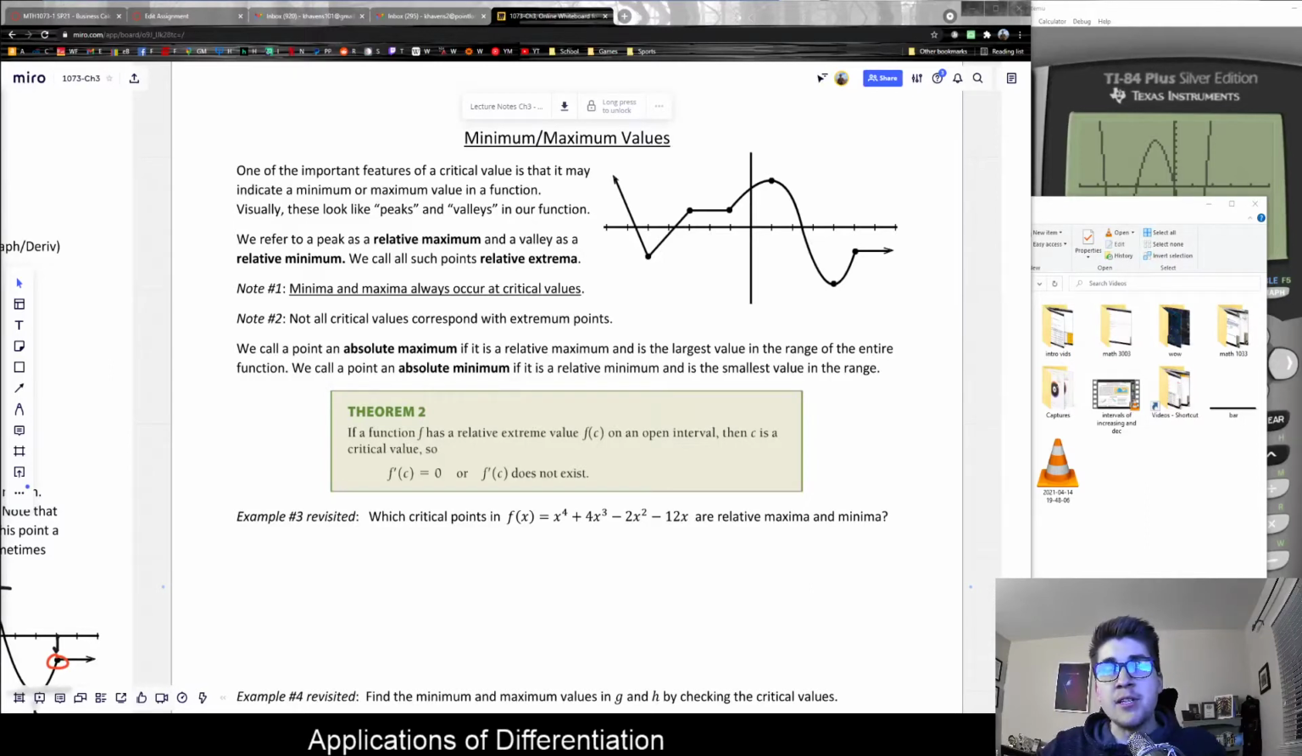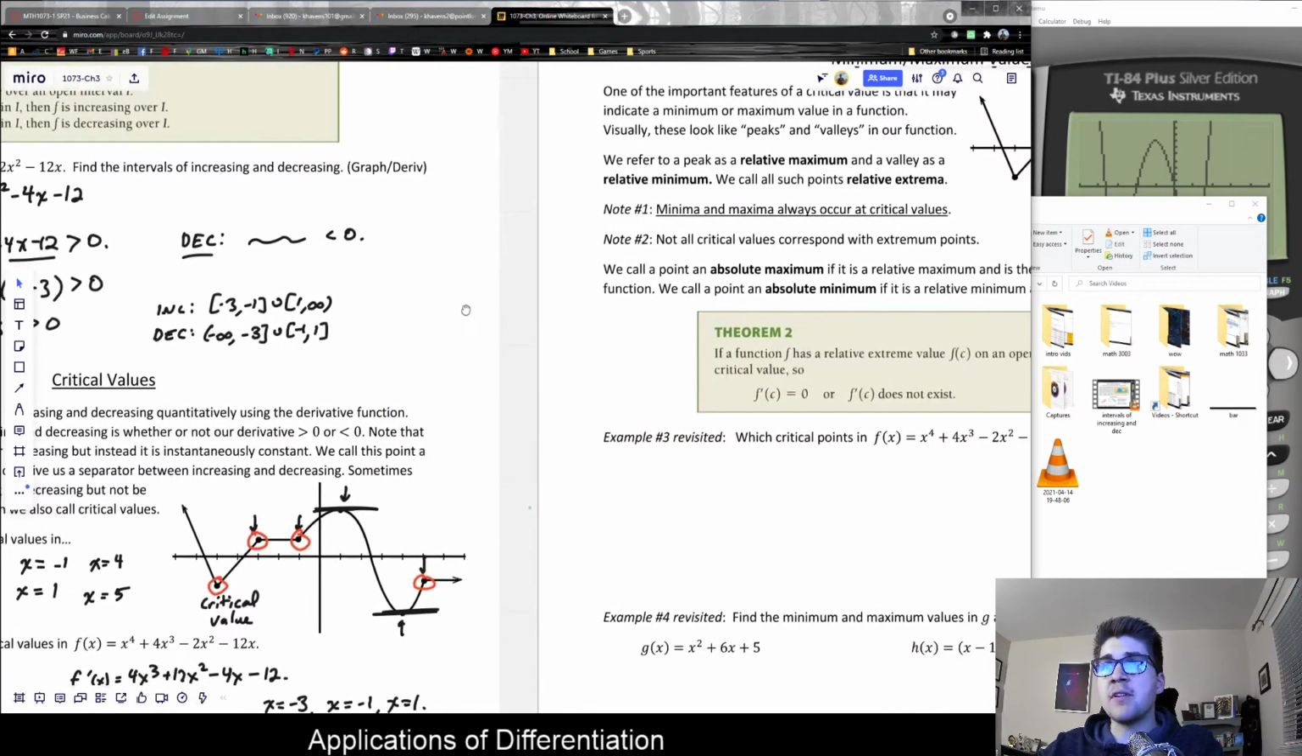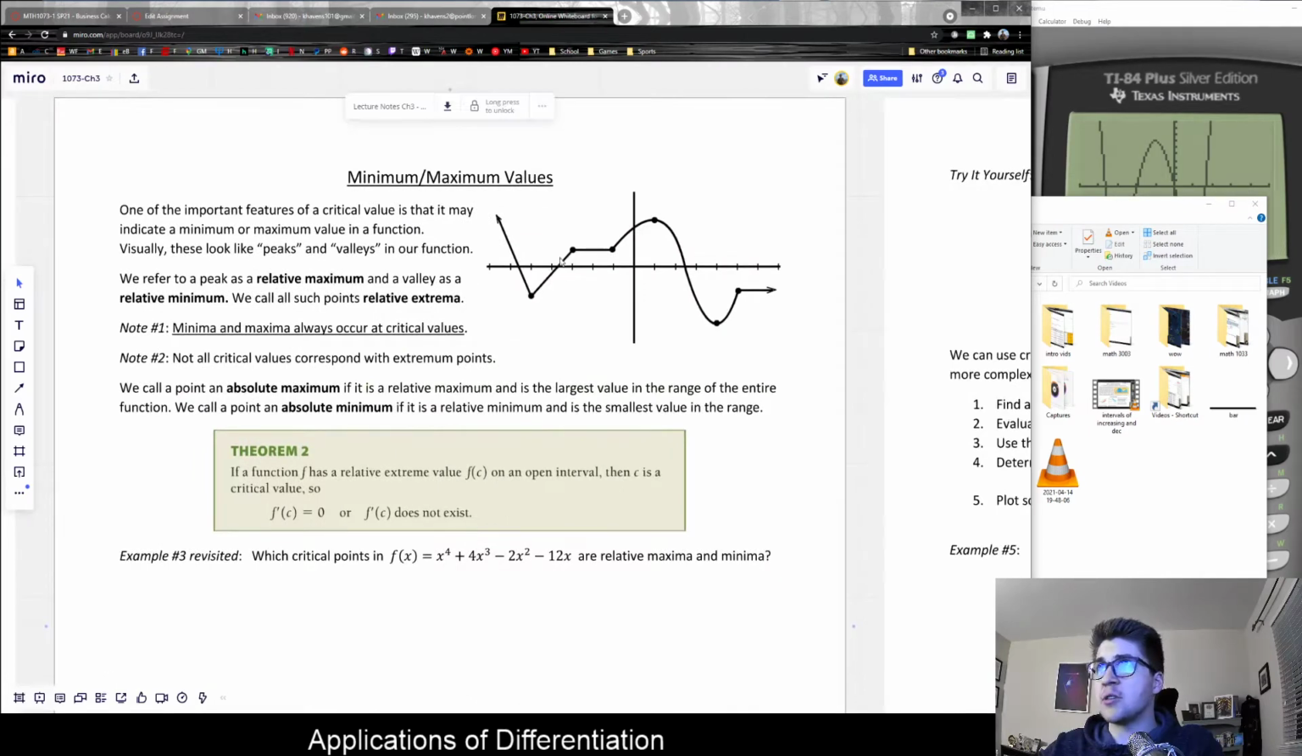Another important property to understanding the first derivative test is that minimum and maximum values always occur at critical values. Going back and looking at the previous graph where we figured out there's a critical value on this function at those particular 5 locations.